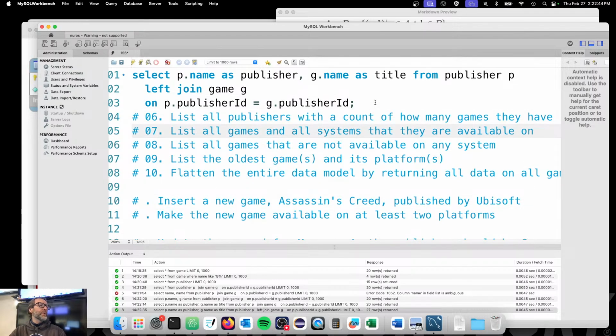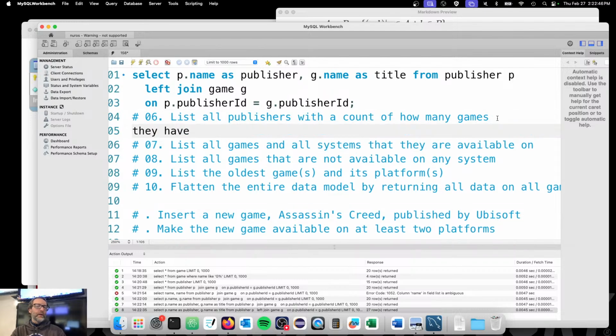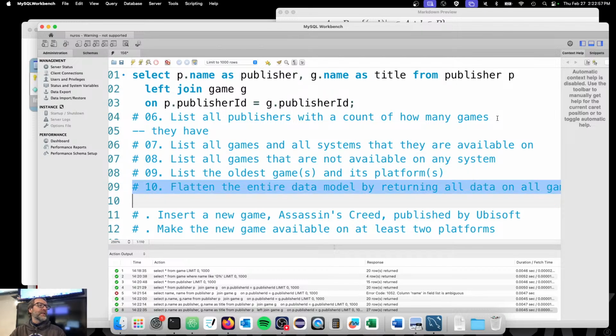List all the publishers with a count of how many games they have. We already did that. List all the games on all the systems that they're available on. There we go. Well, we already did that too. Oldest game, we did that. Flatten the entire data model. I did all these things already.